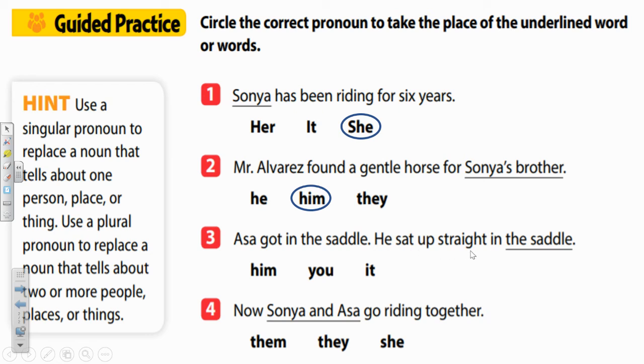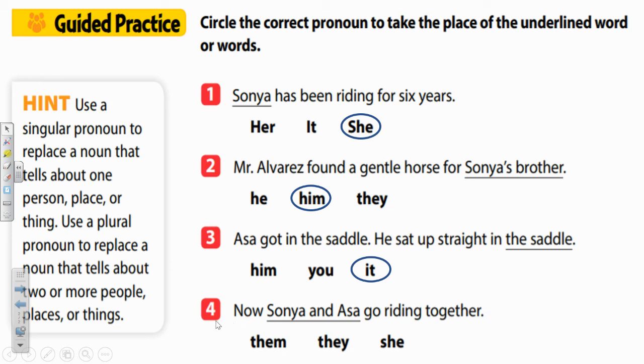He sat up straight in him. He sat up straight in you. He sat up straight in it. When we're referring to the saddle, that's a thing. So I would say it.